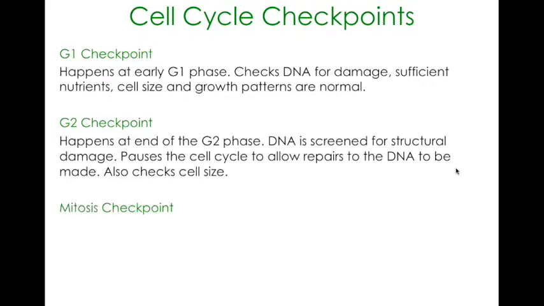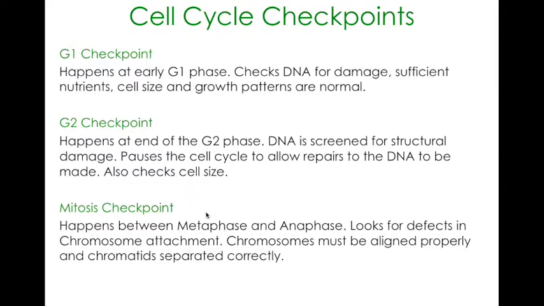Okay. The third one is right in the middle of the mitosis checkpoint, and it happens right at the end of metaphase and anaphase. Now remember, at metaphase, the chromosomes have lined up along the equator. During this stage, the cell will hit pause temporarily, and it will check that the chromosomes have lined up well and that there are no defects in the attachment process.